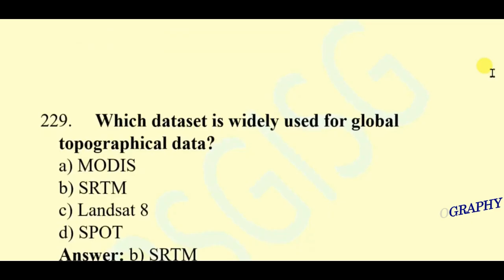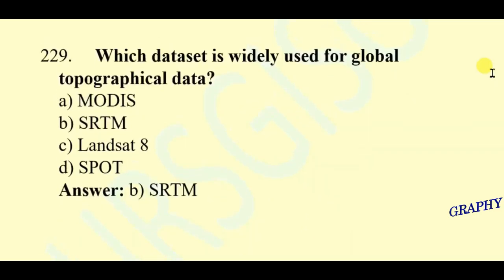Question 229. Which dataset is widely used for global topographical data? MODIS, SRTM, Landsat 8, Spot. Here the right answer will be SRTM.